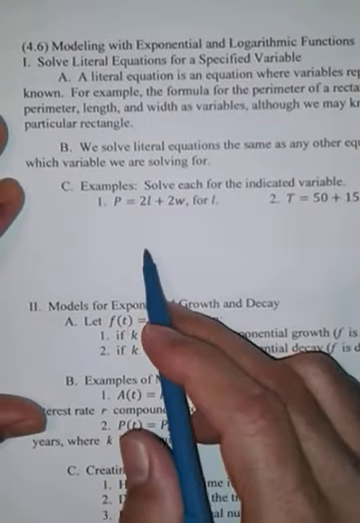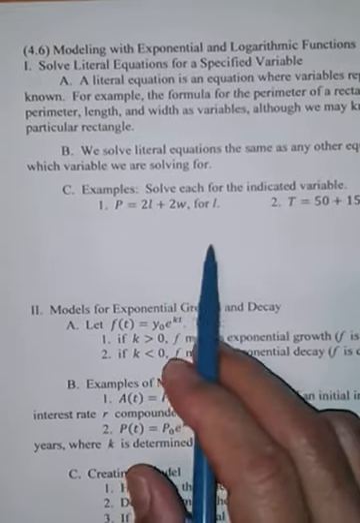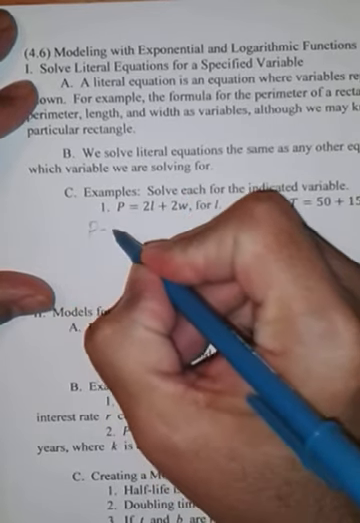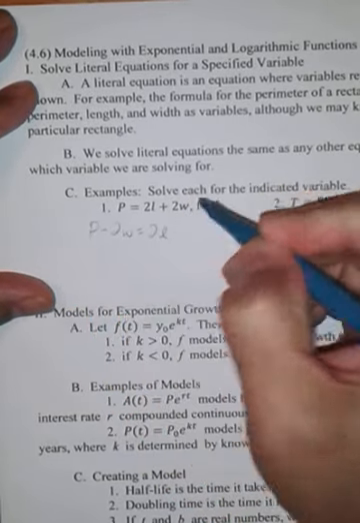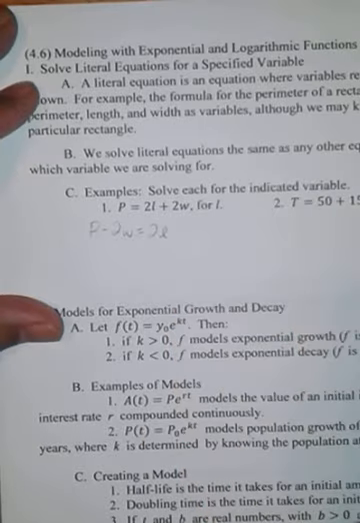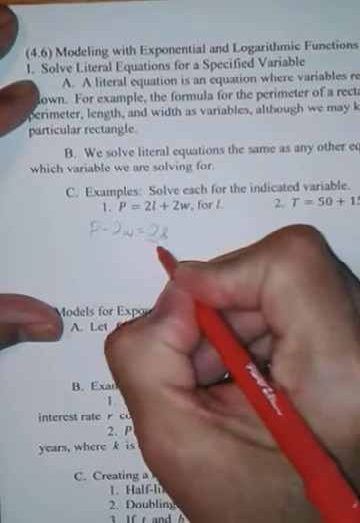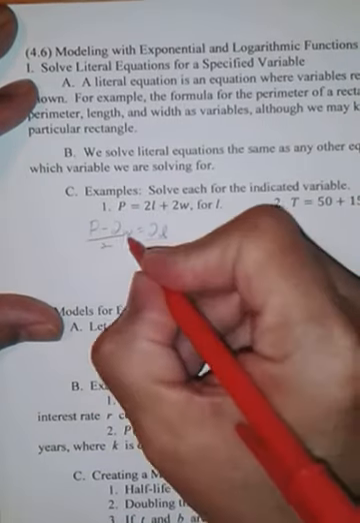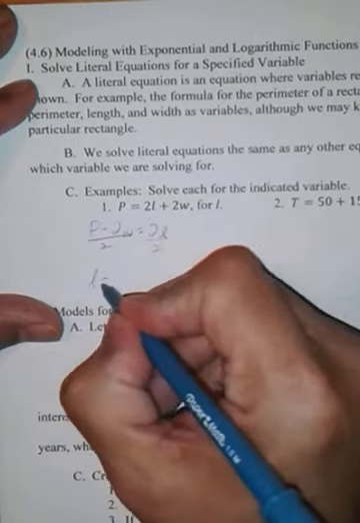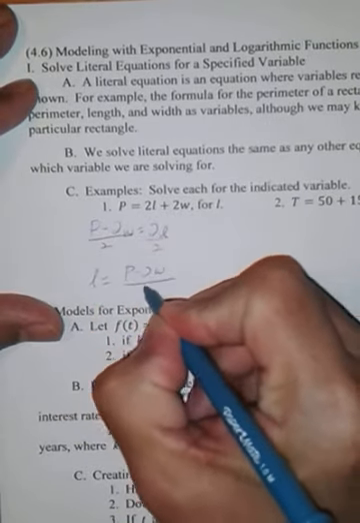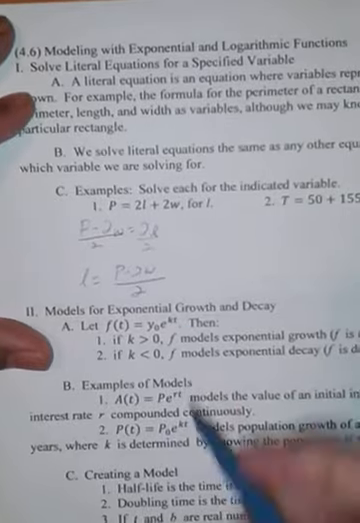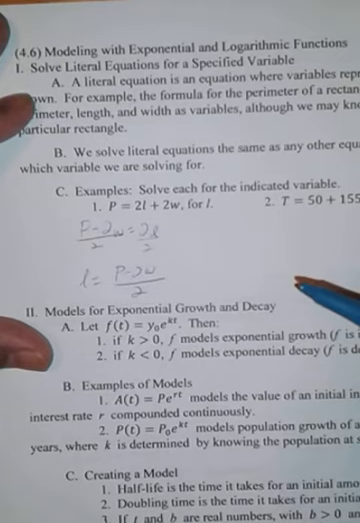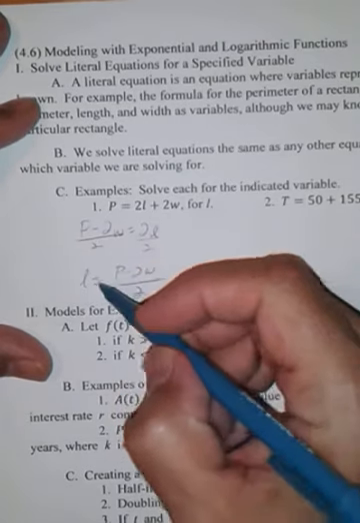Let's take a look at example 1. P equals 2L plus 2W, and we're solving for L. So I'm going to subtract 2W. And I will then have P minus 2W equals 2L, and divide by 2 because I'm solving for L. So I have then L equals P minus 2W all over 2. Some people want to distribute the division, so you could write this as L equals P over 2 minus W. Either of those will be fine.